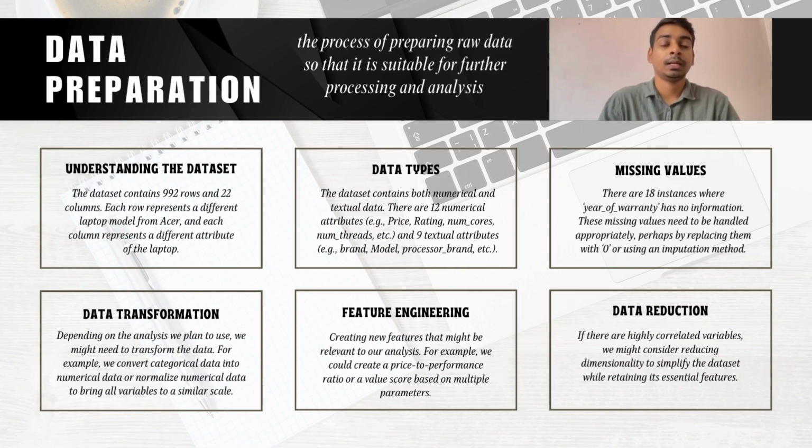Next, data transformation. Depending on the analysis we plan to use, we might need to transform the data. For example, we convert the categorical data into numerical data or normalize numerical data to bring all variables to a similar scale. Next, feature engineering, creating new features that might be relevant to our analysis. For example, we could create a price to performance ratio or value score based on multiple parameters. Finally, we have data reduction. If there are highly correlated variables, we might consider reducing dimensionality to simplify the dataset while retaining its essential features.